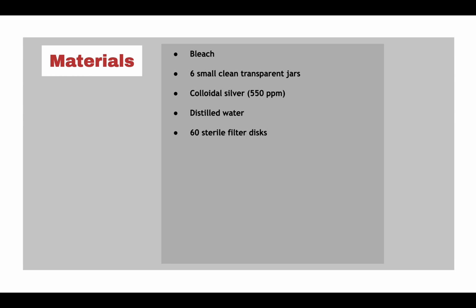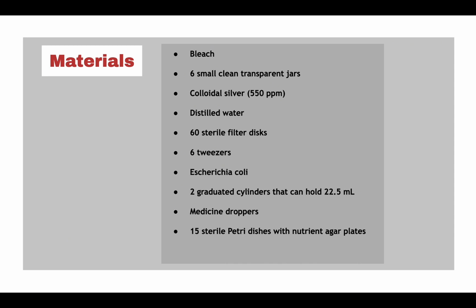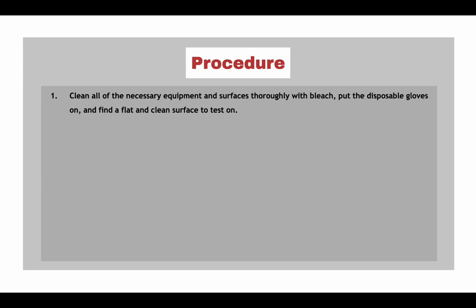Here are the materials that I used. Bleach, 6 small, clear, transparent jars, colloidal silver, 550 parts per million, distilled water, 60 sterile filter discs, 6 tweezers, E. coli, 2 graduated cylinders that can hold 22.5 milliliters, medicine droppers, 50 sterile Petri dishes with nutrient agar plates, sterile cotton swabs. Procedure: 1. Clean all necessary equipment and surfaces thoroughly with bleach, put the disposable gloves on, and find a flat and clean surface to test on.